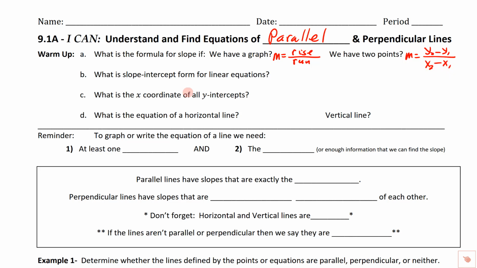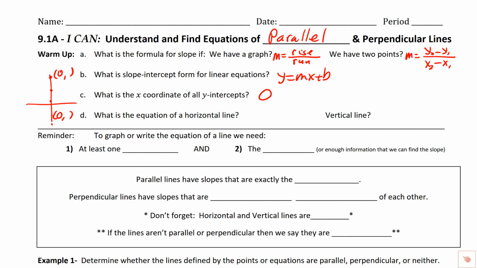And then slope-intercept form. Slope-intercept form is y equals mx plus b. And then let's see, the x-coordinate of all y-intercepts. So remember, if we're crossing the y-axis here, here, here, here, or here, any one of those places, we didn't go right or left, so that means the x-coordinate's always going to be 0. It's going to be 0 comma something up here and 0 comma something down here, okay? So either way, we're going to get an x-coordinate of 0.